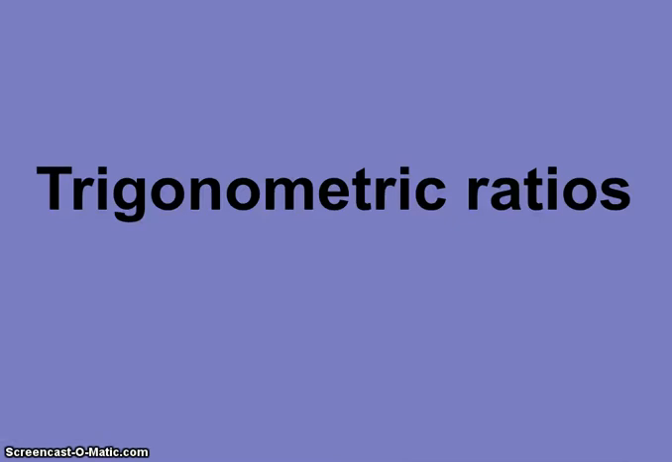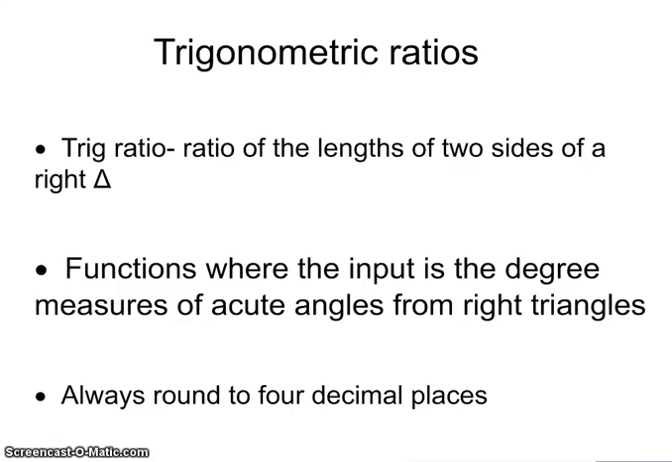Alright, today's lesson is over trigonometric ratios. We'll be building off of our right triangles that we discussed yesterday, where we had the two special ones, the 30, 60, 90 and the 45, 45, 90. Those only work for those two triangles. What happens if we have a triangle that's 46, 44, 90? That's where these trigonometric ratios are going to come into play.